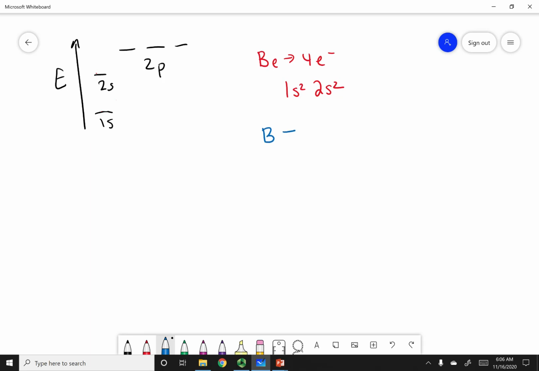Next, let's do boron. Boron has 5 electrons. So I'm going to start from the bottom. 1, 2, 3, 4, and now I've run out of space in the 2s orbital.